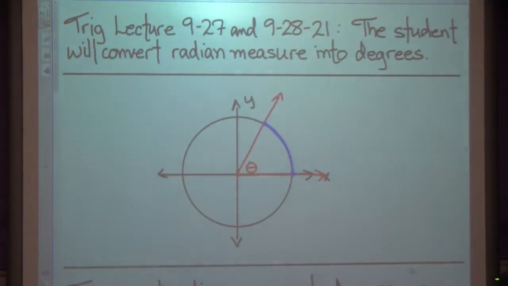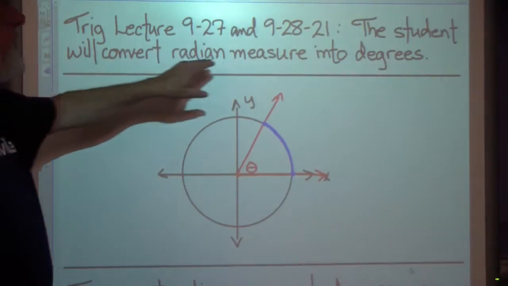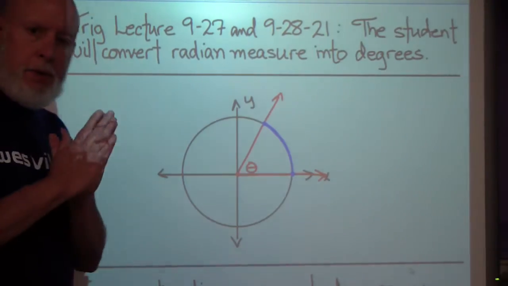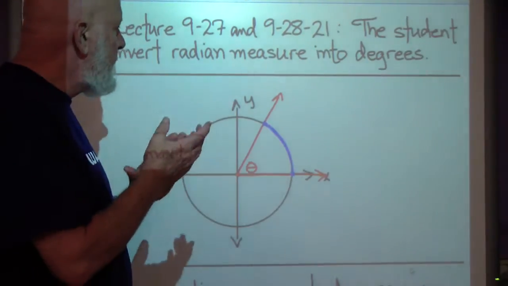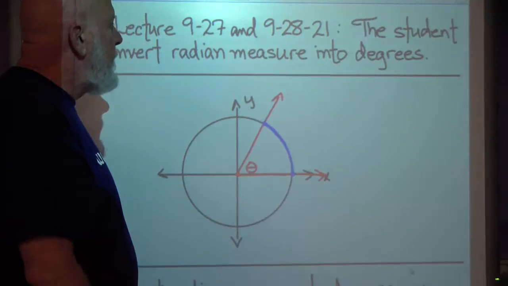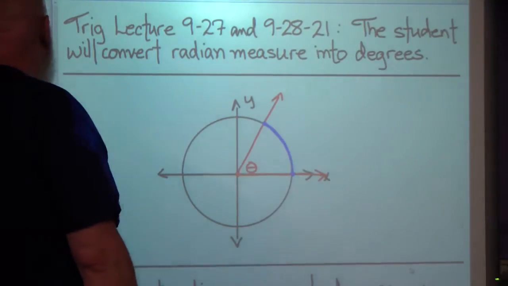All right, looks like we've got Trig lecture 927 and 928. Student will convert radian measure into degrees. Pretty simple, straightforward stuff. I don't think you'll have any problem with this. I do want to remind you of what a radian is.